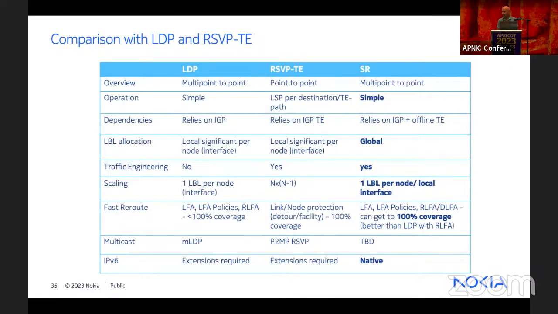Scaling is actually very efficient. The only labels you're burning are for your node SIDs and your adjacency SIDs. That's it. You're not scaling in proportion to the number of tunnels. So your scale is actually very good. Fast reroute, we haven't really covered it, but because you're traffic engineering, you can actually build these traffic engineered bypass tunnels and so on, which ensure that you get 100% coverage. And IPv6 is natively supported. So here, I'm just going to go back to one of the slides before I go forward.